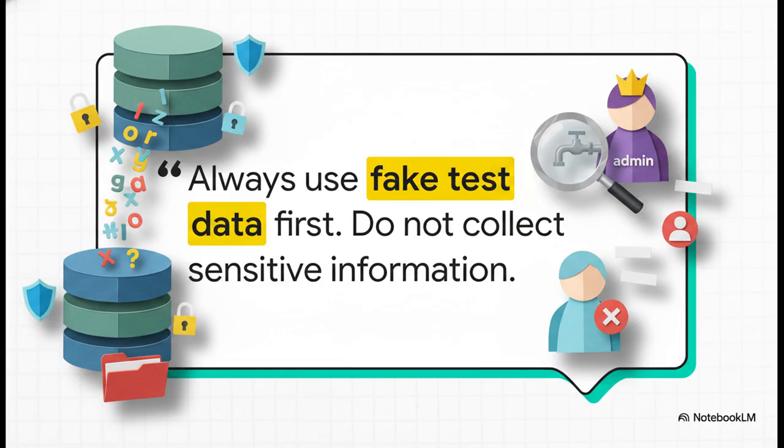Before you even think about launching, you must rigorously test your permissions and databases with fake data. Never expose real personal information, actual client files, or sensitive financial data during the build phase. You want to prove that your admin can see everything, but a regular user can only see their own profile. And you prove that using dummy John Doe test data.